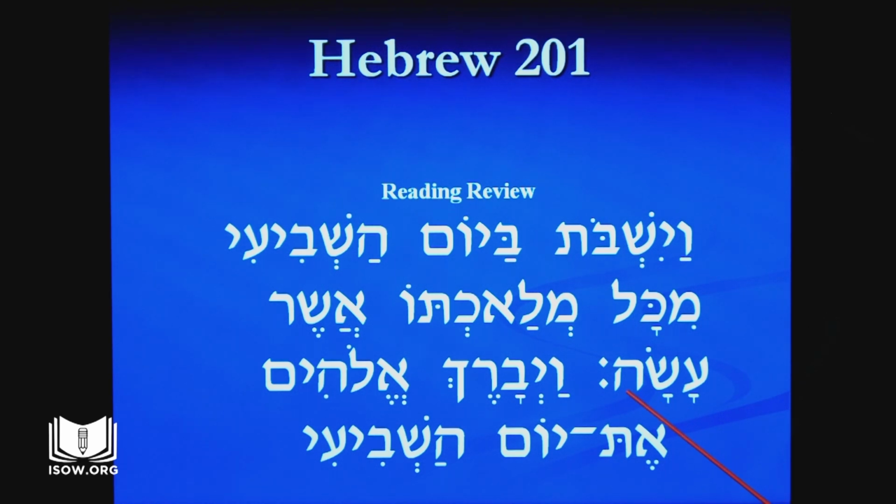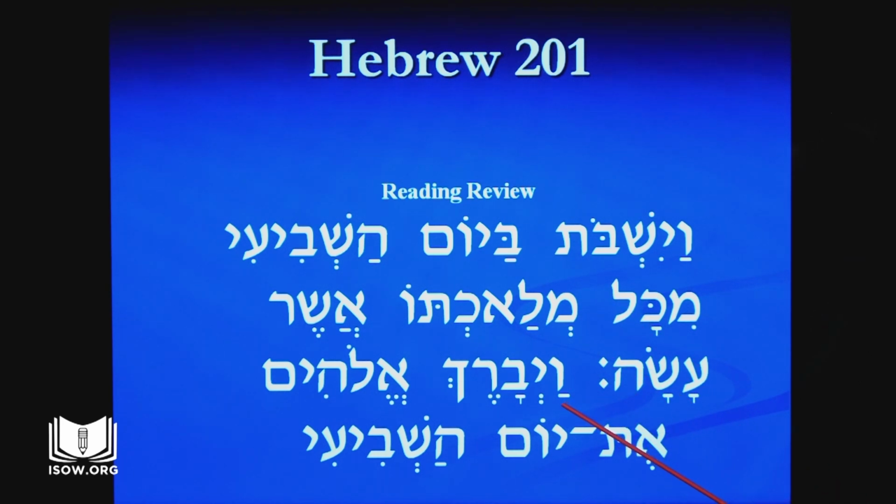Asa. And notice once again we have that punctuation mark here. And so that tells me that we've come to the end of a phrase or sentence. So if we were to read all of this together, it would go something like this. Vayishbot bayom hashvi'i. Mikal melachto asher asa.